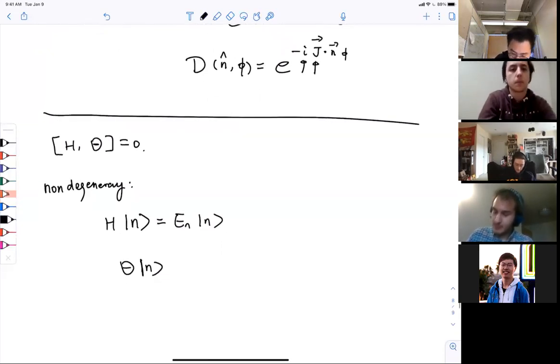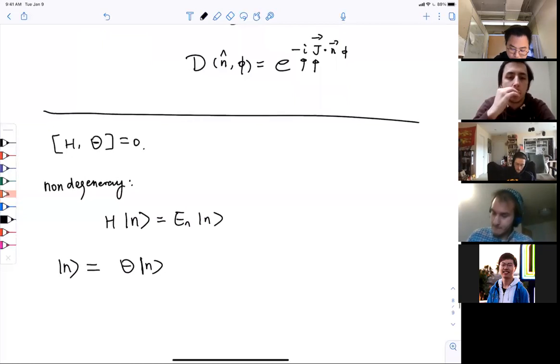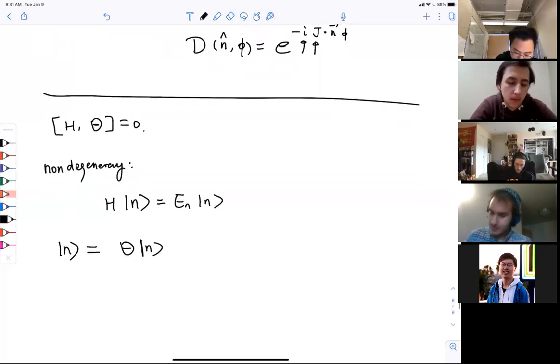But that means this one is equal to this one up to some phase factor. That phase factor is unimportant if you only care about this state, right? Or that phase factor is arbitrary. It's a constant phase factor.